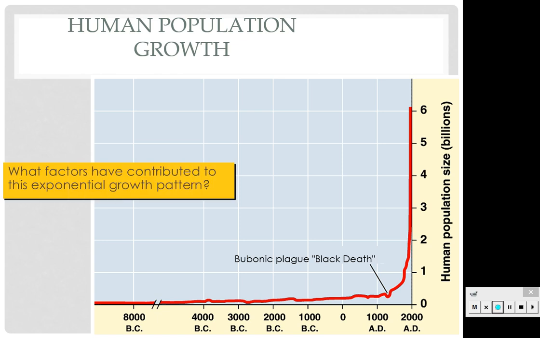Alright, human population growth. What factors have contributed to the exponential growth pattern? Well, a lot of medical advances, that type of thing. The population doubled to 1 billion within the next 2 centuries, doubled again to 2 billion between 1850 and 1930, and doubled still again by 1975 to more than 4 billion. The global population now numbers over 6 billion people and is increasing by about 73 million per year.